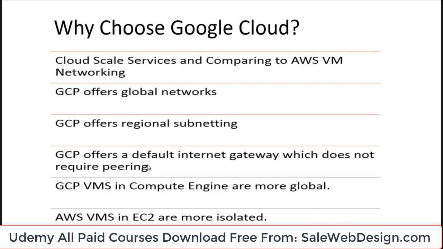Also, a comparison here that I could talk about as well is that in Google, the VMs in Compute Engine are global. We know that. But in AWS and EC2, they're more isolated. So you're limited in how you can move your services around, and this could be a big deal in the right use case.